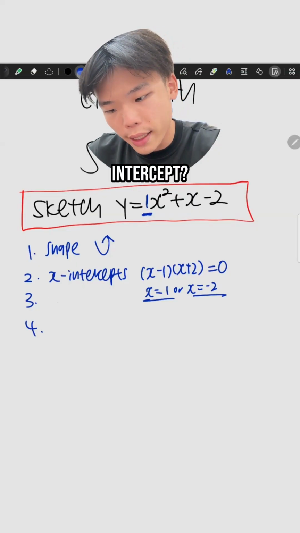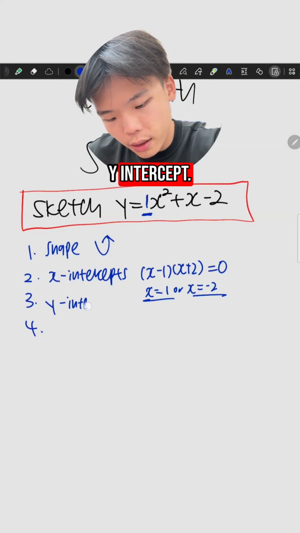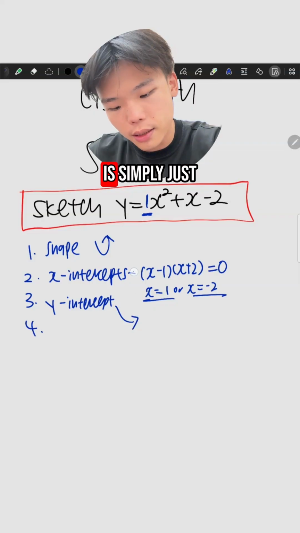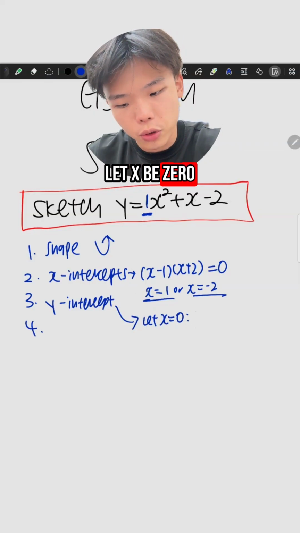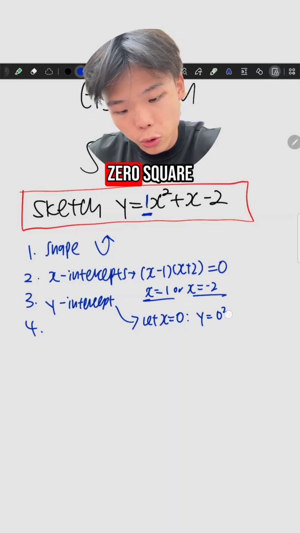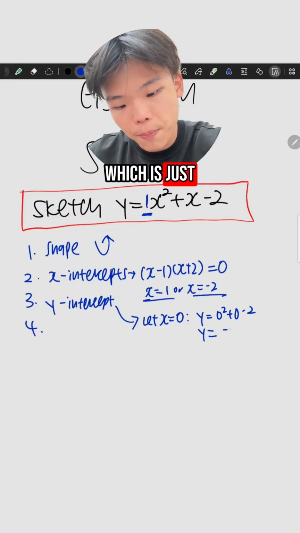Next, how about our y-intercept? So here I'm going to find the y-intercept. And the way that you find the y-intercept is simply just let x be 0 and then you solve for y, right? So when you let x be 0 in the above equation, you get y equals 0 squared plus 0 minus 2, which is just minus 2 over here.